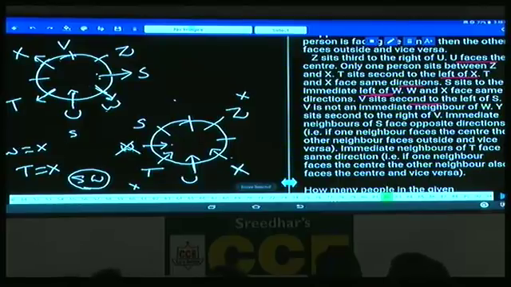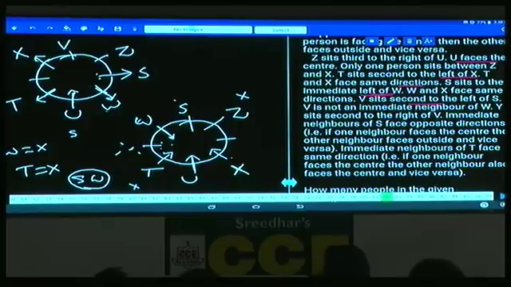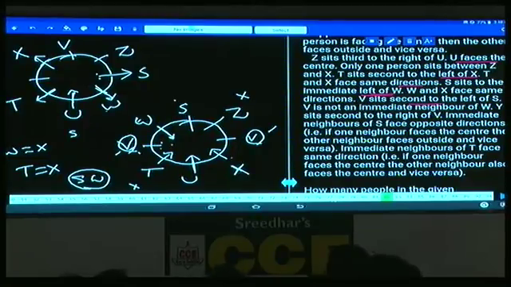As W cannot be here, what is the other possibility for W? W must be at this place. If W is here, facing the center, then S will be here. If S is here, S sits to the immediate left of W. V is seated second to the left of S, so V can be either here or here. Again, two possibilities: if S is facing the center, V will be here, or if S is facing away from the center, V will be here.